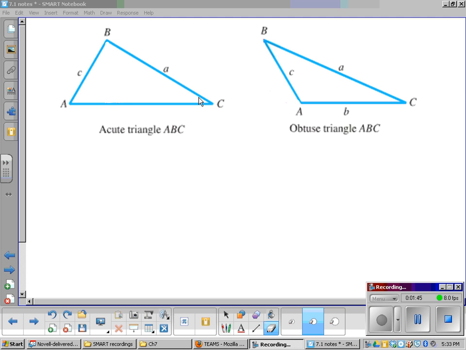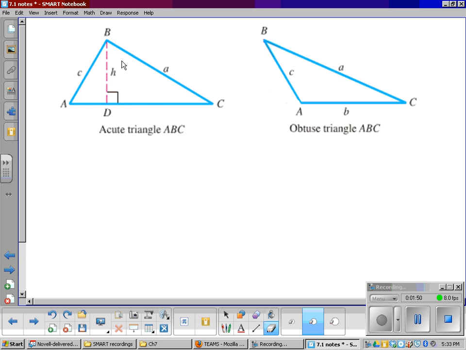So once we have it labeled correctly, the next thing we want to do is drop a perpendicular from one of the angles to the opposite side. It doesn't matter which angle you choose. This one, the most convenient angle to choose was angle B. If we do that on the obtuse triangle, then it looks more like this. The perpendicular falls outside the triangle, so you have to extend this side of your triangle AC so that it comes out here. In either case, you get two right triangles.